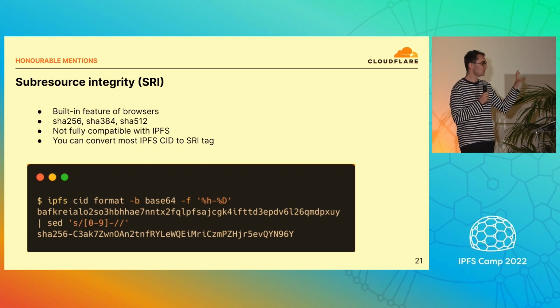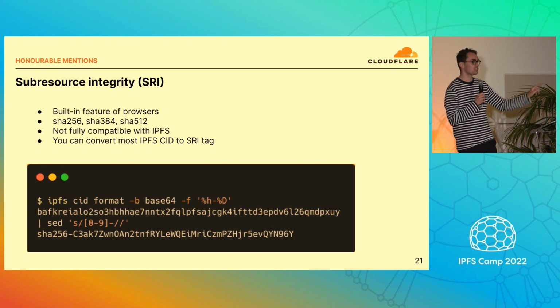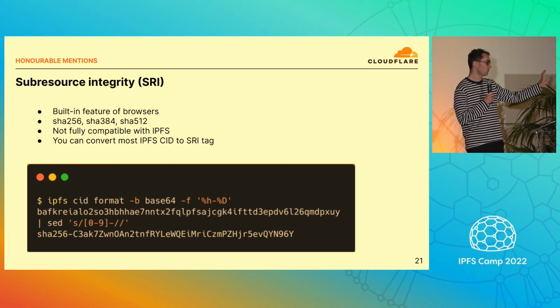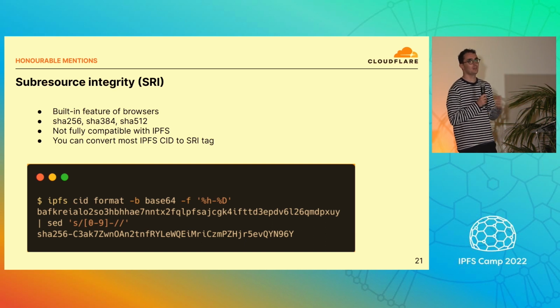With sub-resource integrity, the good thing is that it's built into the browser, and there are three hash algorithms you can use, but it's not fully compatible with IPFS, for various reasons. The main reason is that sub-resource integrity is just a hash over the full content and doesn't support DAG building, Merkle trees, and various other features that IPFS might have. As a quick example, if you have a raw node, you can convert an IPFS CID into a sub-resource integrity compatible hash. This is a command that we would use.